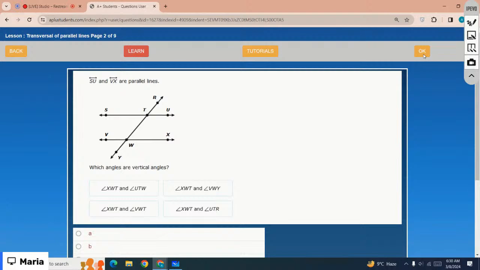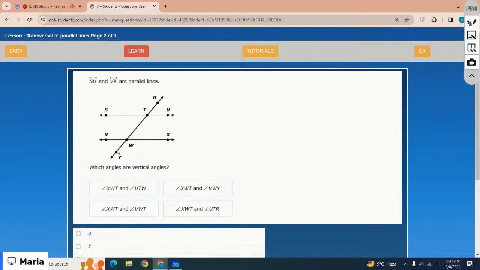Okay, XWT and UTW. XWT and VWY. Basically, you have to understand the angles. The adjacent angles, adjacent means the ones that are right next to each other, right?